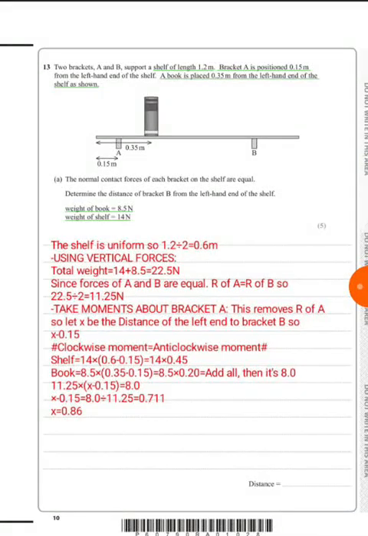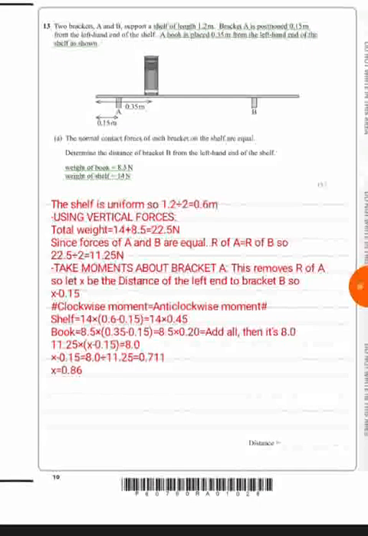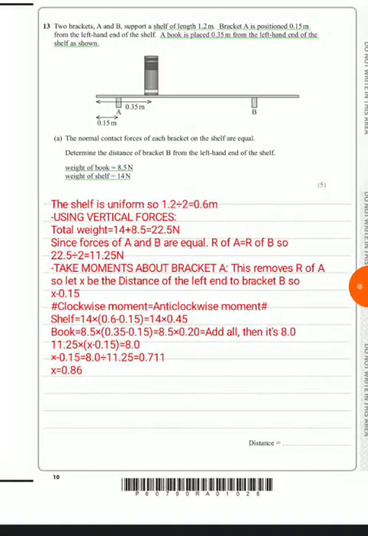Okay, question number 13. Two brackets A and B support a shelf of length 1.2 meters. Bracket A is positioned 1.5 meter from the left end of the shelf. A book is placed 0.35 meters from the left end of the shelf as shown. So I have underlined the important points here, because these are the points needed for our calculation, which is coming in now.